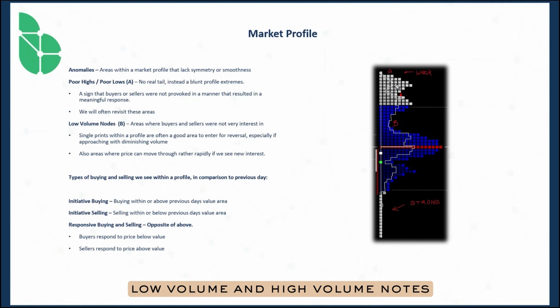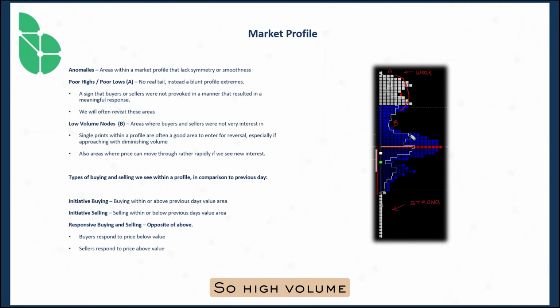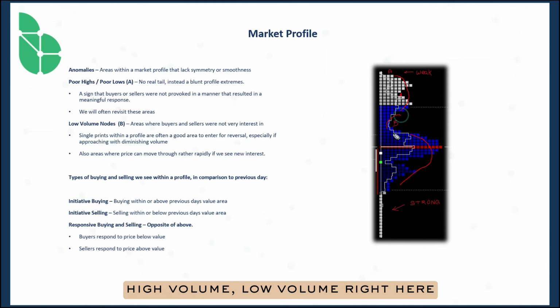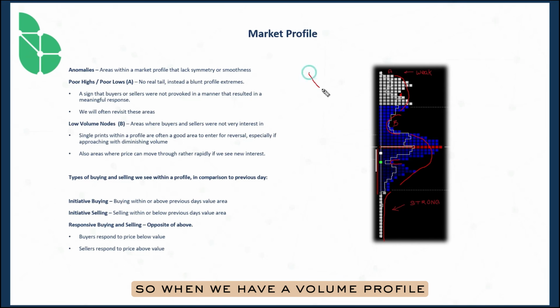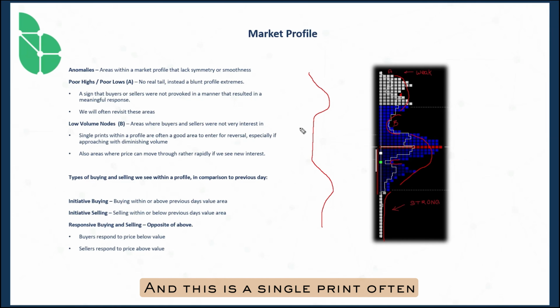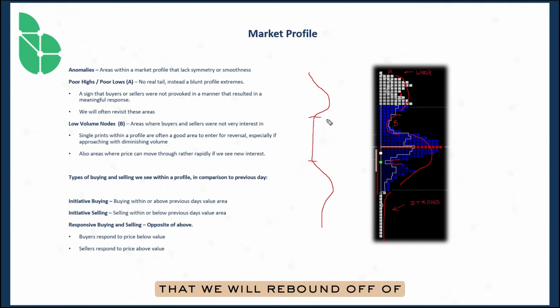low volume and high volume nodes. So high volume, and low volume right here. Very low volume right here, obviously, as well, and a little bit of low volume right here. So when it's within a session, when we have a volume profile that looks like this, such as a double distribution, and this is a single print, often you'll see that the extremes will act as areas that we will rebound off of.